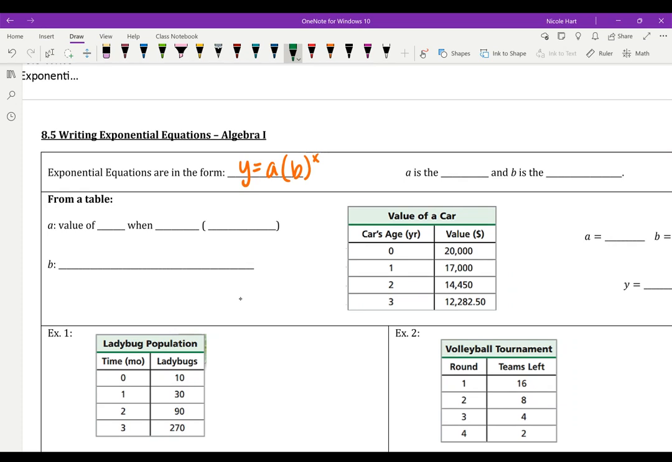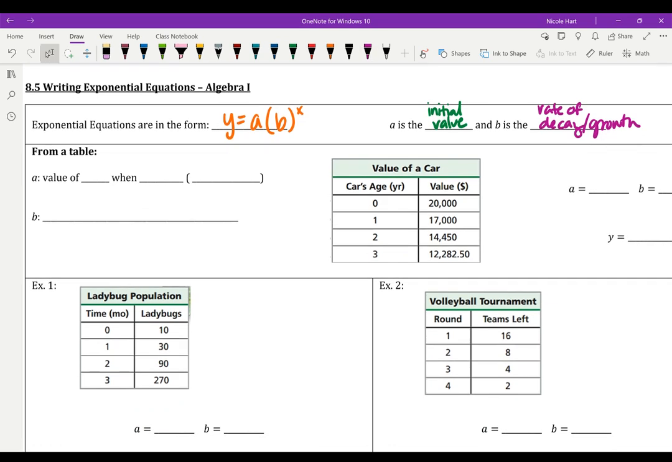So a is going to represent our initial value, and b is going to be the rate of decay or growth. The rate of decay or growth, that's what those represent. So when we're looking at a table, that's where we're going to start. The value of a is the value of y when x is equal to 0. So this would be the y-intercept. So we're going to look for the y-intercept for a.